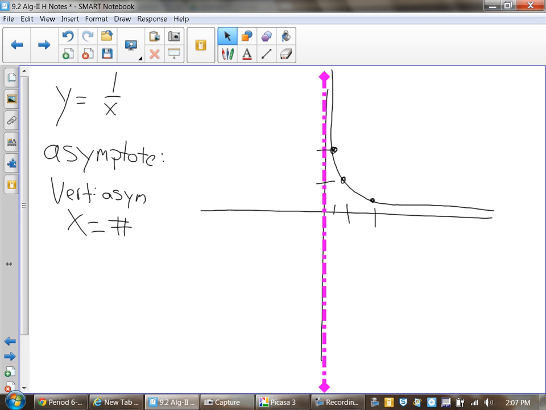It's a lazy parabola. That's kind of how you can think about it. It's a parabola tilted on its side.